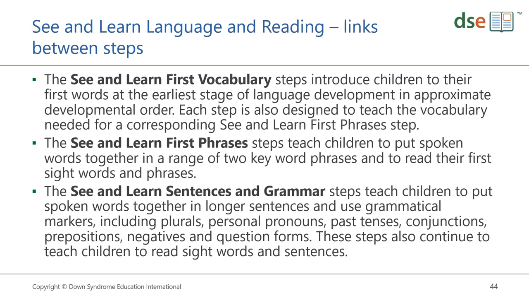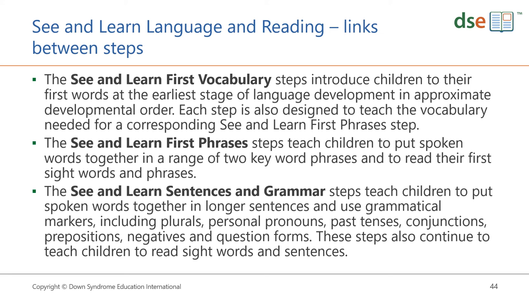Now we have in the pipeline further kits in development. And this slide just indicates too how these steps through vocabulary, phrases, sentences and grammar are linked. So See and Learn First Vocabulary, which we've talked about. The vocabulary there is used in See and Learn First Phrases. So in other words, See and Learn First Phrases draws on vocabulary the children should have learned in First Vocabulary 1, because at that stage, children with 50 to 60 words they understand or more may be ready to join 2 words together and understand 2 keyword phrases.